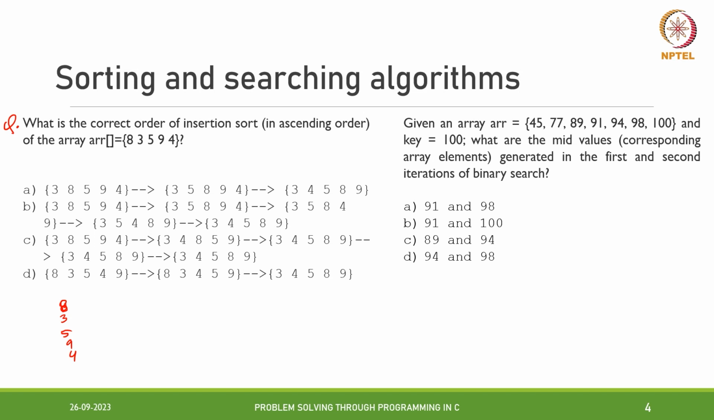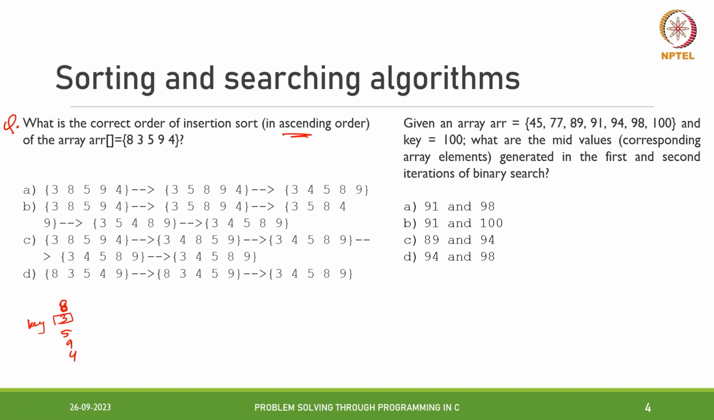So what happens in insertion sort? First of all, we take the second element as the key, right? We compare it to the element before it. We see that this is ascending order, so the minimum element should be at the top, and the maximum element should be at the bottom.